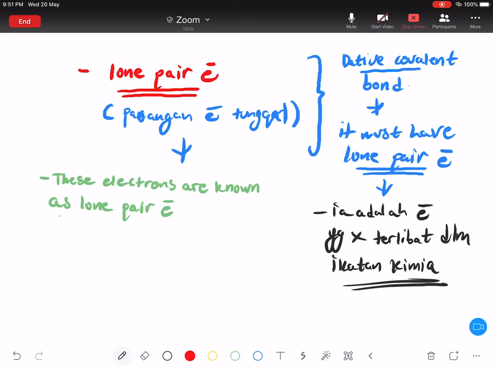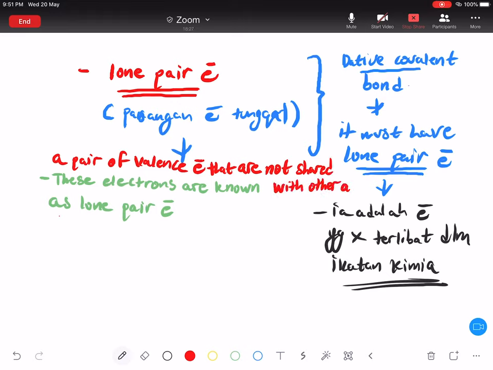Dia dalam bahasa Inggerisnya, beda. A pair of valence electron that are not shared with other atom. Okay, with other atom. Inilah maksud dia. Dia adalah sepasang elektron yang tidak dikongsi atau tidak terlibat dalam ikatan kimia.